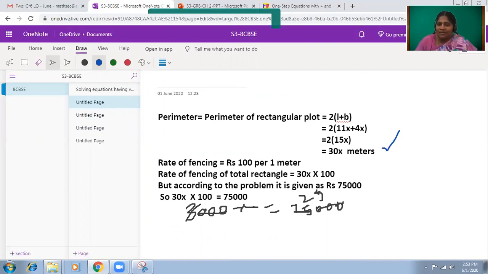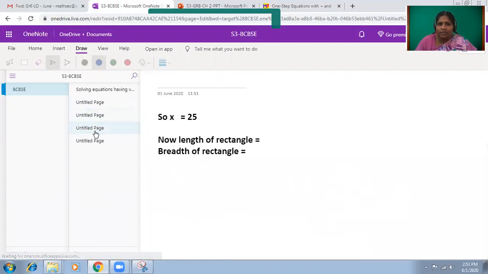So what is the rate given for fencing? It is rupees 100 per 1 meter. So now what is the cost of fencing for this perimeter? It is 30x into 100. Already it is given in the problem as 75,000. So make these two expressions equal. After solving, we get how much? x is equal to 25.